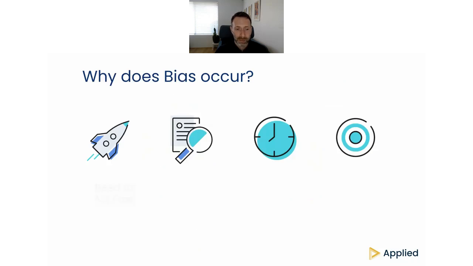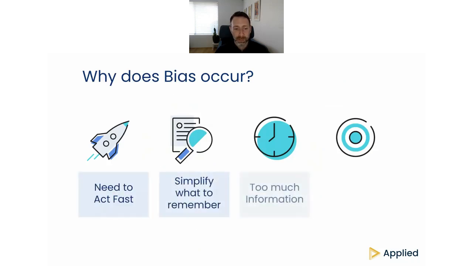So why does bias occur? Here are 4 reasons. So this idea that we need to act fast. Therefore, we don't have time to go through all the information. In fact, we can take shortcuts because we need to get it done. Those sorts of things can bring out biases. The next one is simplifying what to remember. So maybe you have a long interview and you can't remember every single word of what the interviewee says. And so what do we do? We tend to remember the most interesting or the emotional highs of that interview, as well as the end of that interview, and bits in between we won't remember at all.